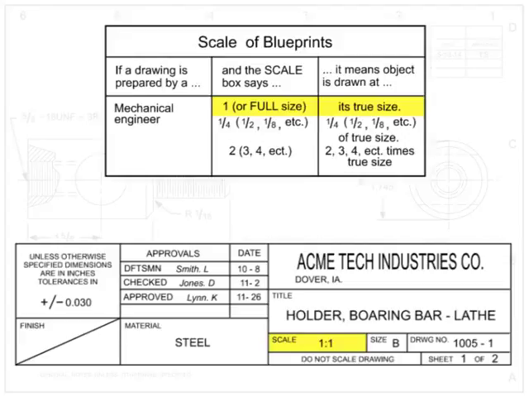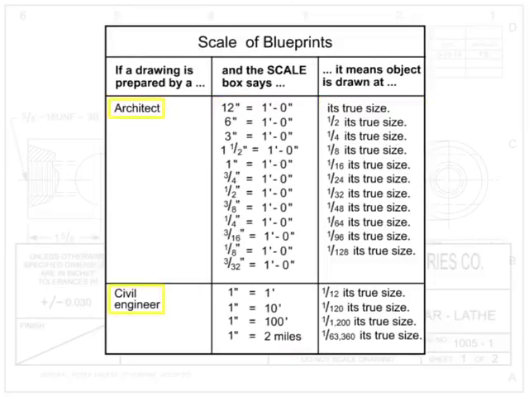1:2 would indicate that the drawing is 1/2 the size of the actual part. 2:1 would indicate that the drawing is twice the size of the actual part. Architects and civil engineers use different types of scales, as shown here.